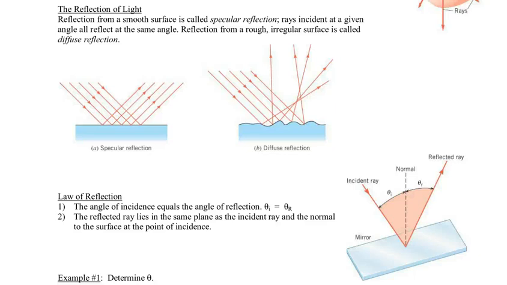This is a short discussion of the reflection of light. Now, when light strikes a nice, flat, smooth surface, it reflects. And when it reflects, it obeys the law of reflection. The law of reflection states that the angle of incidence is equal to the angle of reflection.